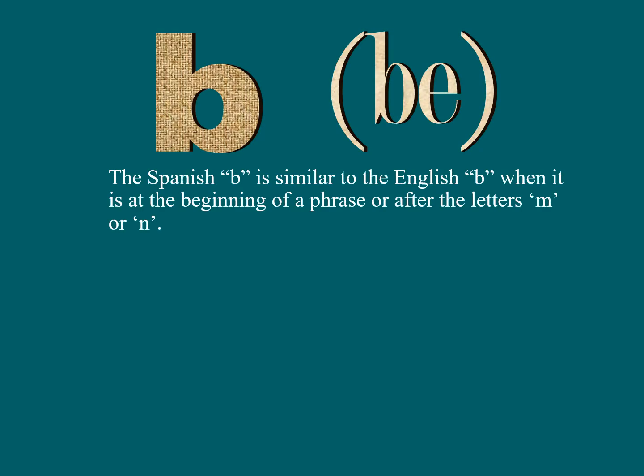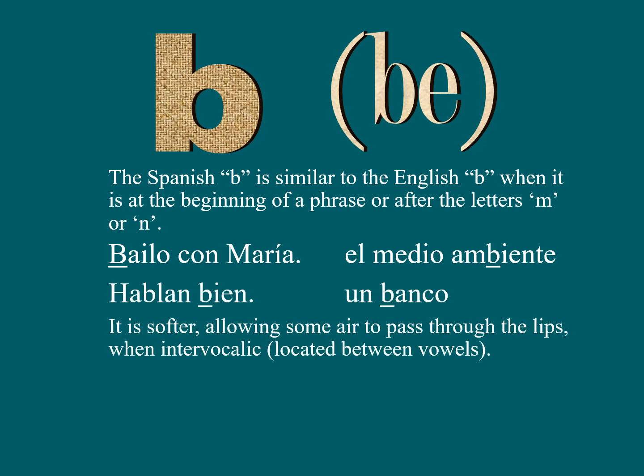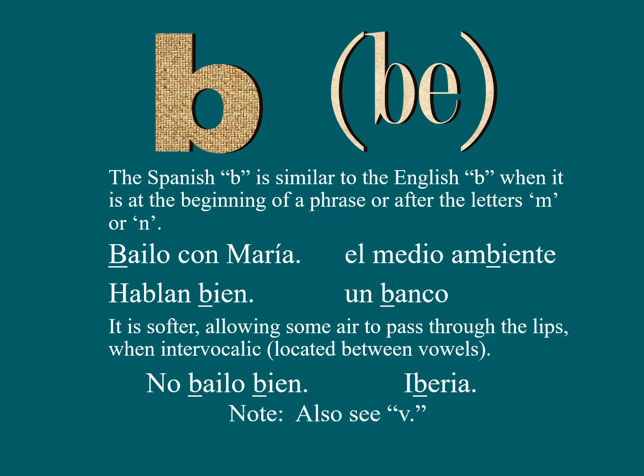We got B. The Spanish B is similar to the English B when it is at the beginning of a phrase or after the letters M or N. So like bailo, or ambiente, hablan bien, banco. It is shorter, allowing some air to pass through the lips when intervocalic, located between vowels. So, bailo, bien, Iberia.